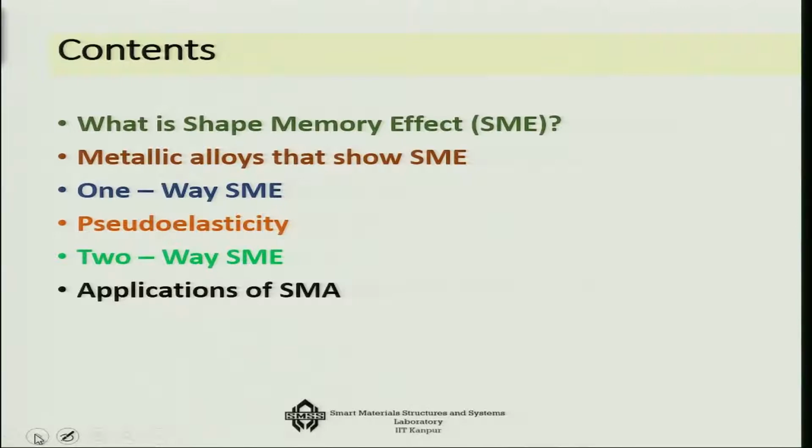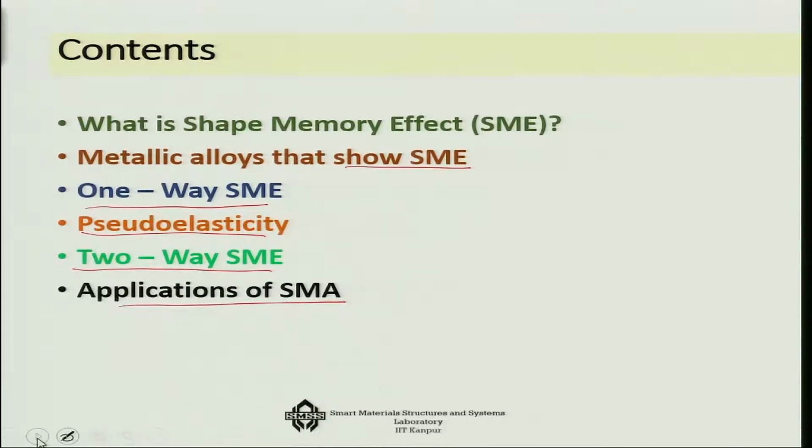So, I will first talk about what is shape memory effect, then I will say what are the metallic alloys that show the shape memory effect. Then there are three important properties of shape memory alloys. One is called one-way shape memory effect, another is called two-way shape memory effect, and the third one is called pseudoelasticity. So, these three things we will discuss. Finally, we will talk about the applications of the shape memory alloy.